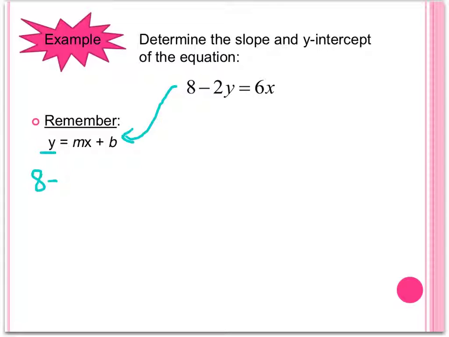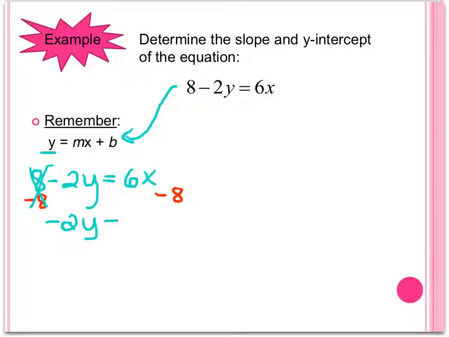So we have 8 minus 2y equals 6x. To get rid of the 8, because we want to solve for y, we need y by itself, we're going to subtract 8 from both sides. So on the left, after doing so, we have negative 2y equals 6x minus 8.